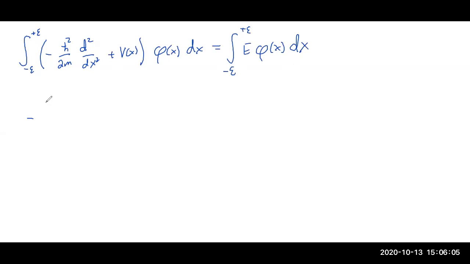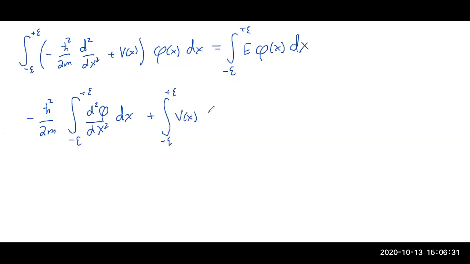So I'm going to write this as minus h bar squared over 2m, times the integral from minus epsilon to plus epsilon of the second derivative of phi with respect to x dx. And then this plus the integral from minus epsilon to plus epsilon of V of x phi of x dx is equal to the energy, because this is just some number, times the integral from minus epsilon to plus epsilon of phi of x dx.